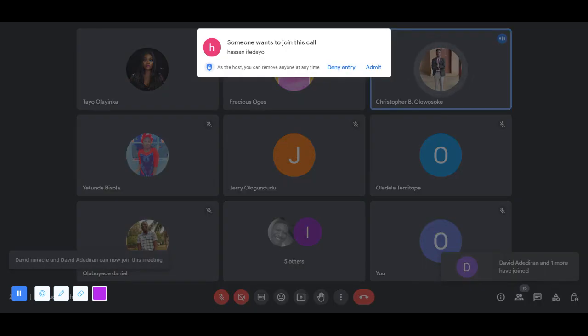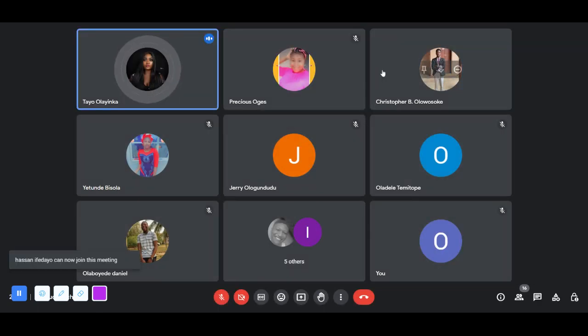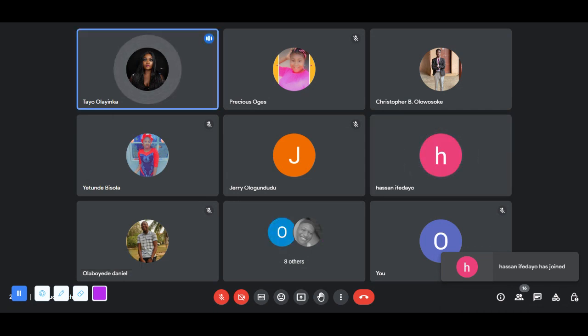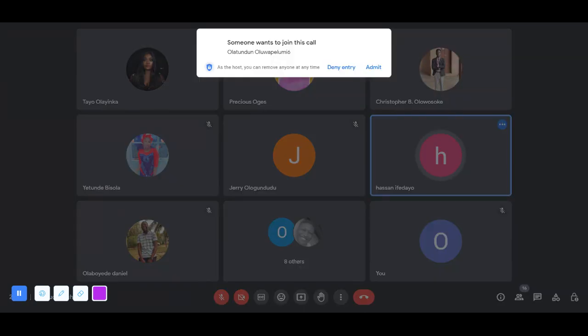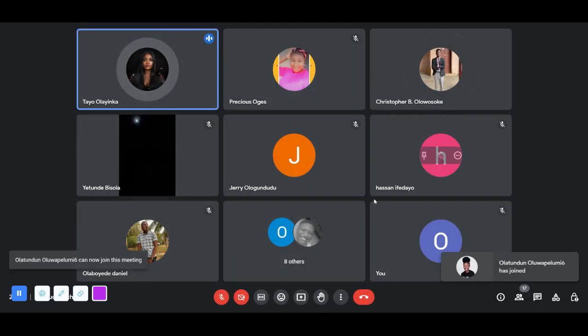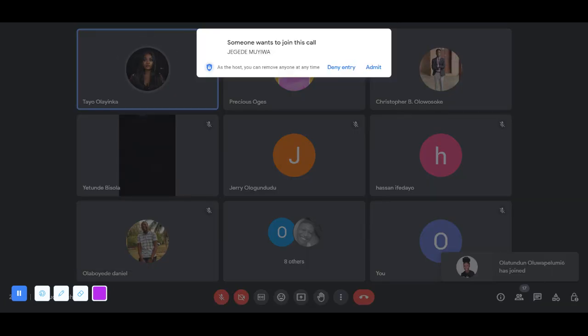Okay, the name of our speaker today is Mr. Christopher B. Olowosoke. Did I get it right? Olowosoke. Okay. That's the name of our speaker that will be taking us today. So I'll read his bio for us now.